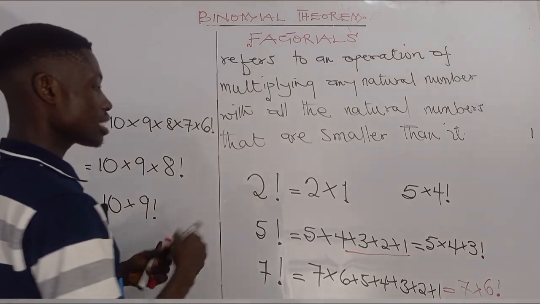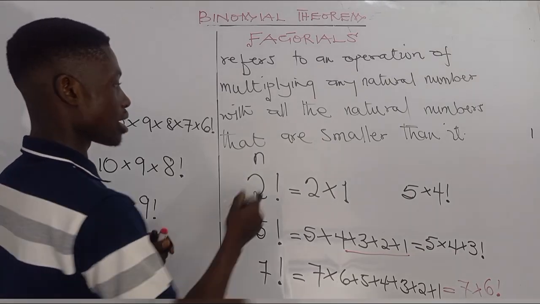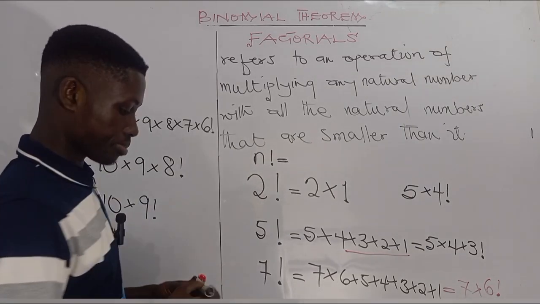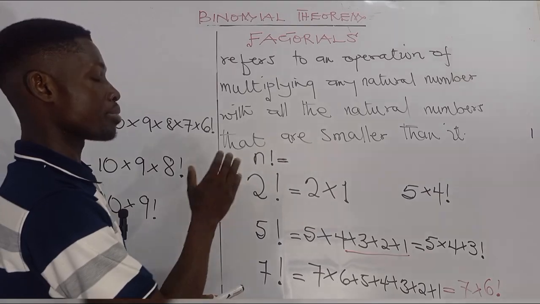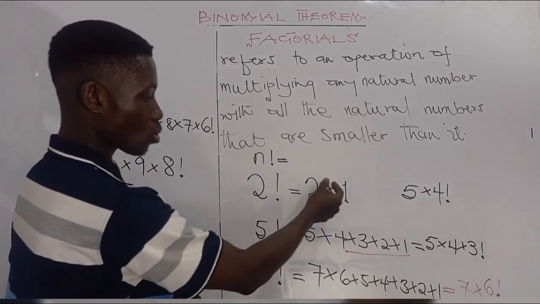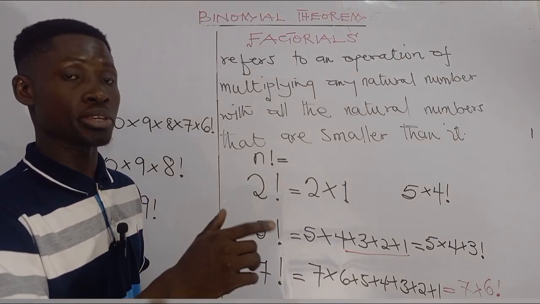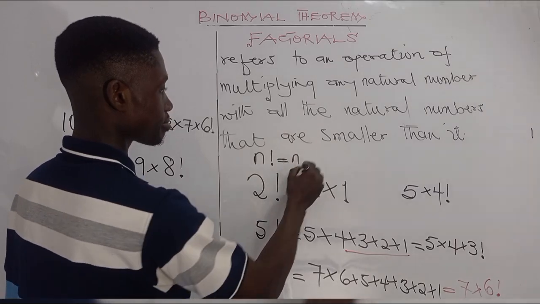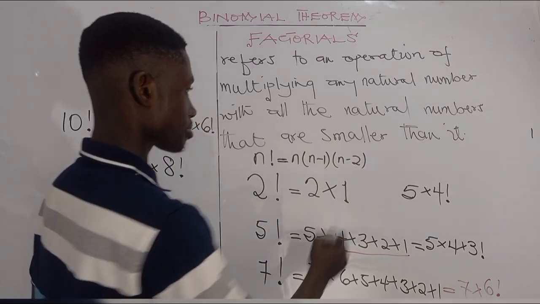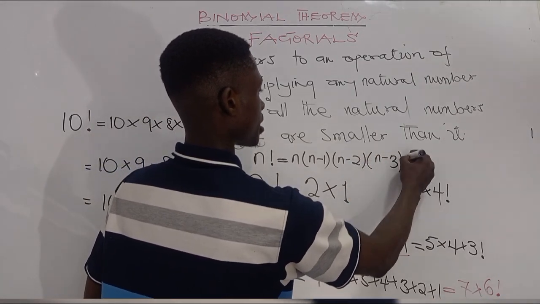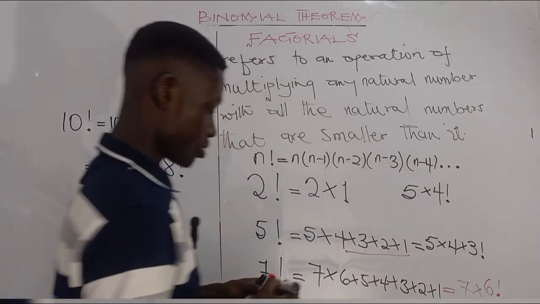Now, let's take it that you have n. n represents the natural number, and then we have this symbol. So we have n factorial, where n represents what? A natural number. So from this concept that we have given from these few examples, what do you think n factorial will be? So we are going to have n, n minus 1, n minus 2, n minus 3, n minus 4, and so on.